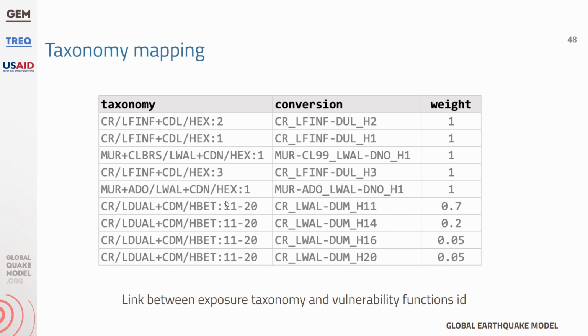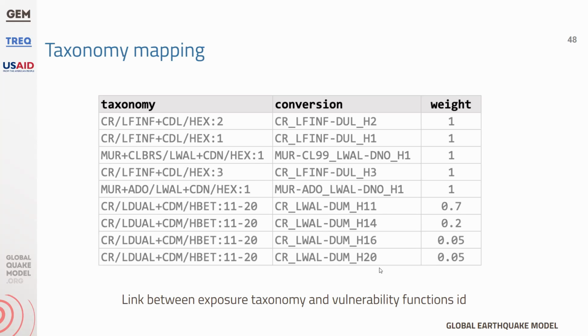Maybe 70% of the buildings are 11 stories, or from 11 to 13 stories. So I put 70% in this particular class, then 20% in this particular one, and so on. What I am saying is, the most important thing about the taxonomy mapping is that we are no longer limited to a one-to-one in our exposure building classes and our vulnerability building classes.